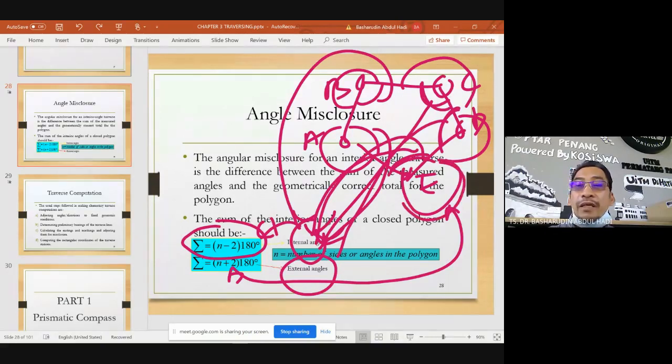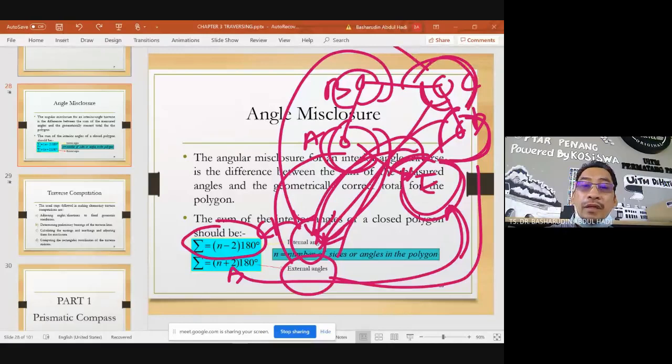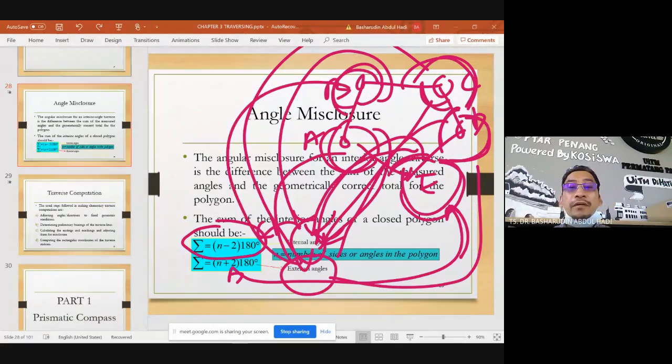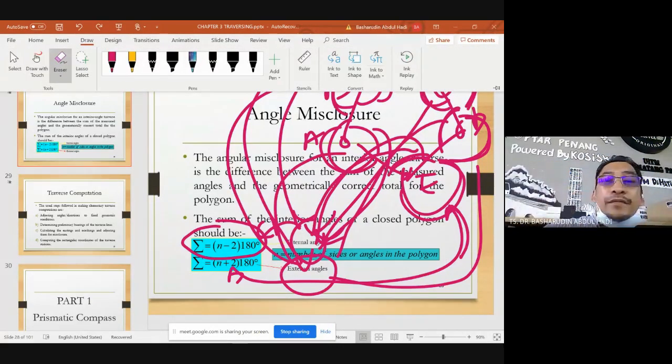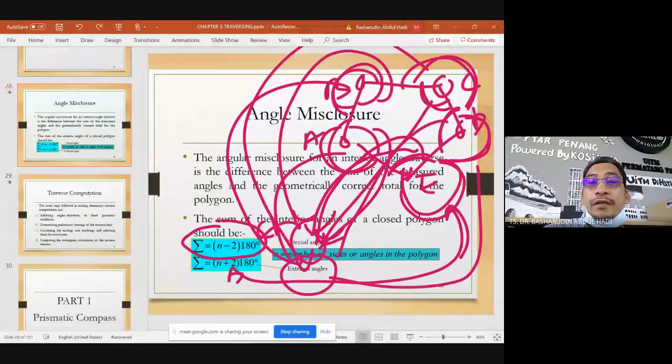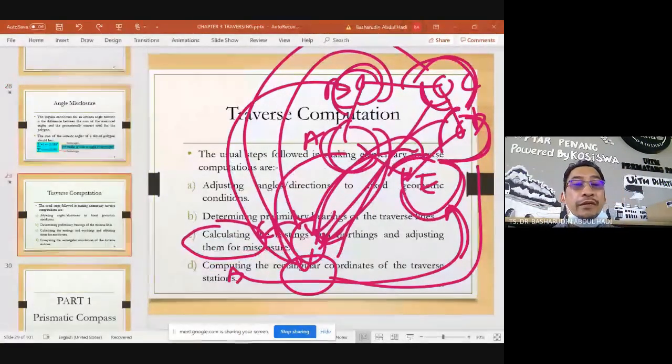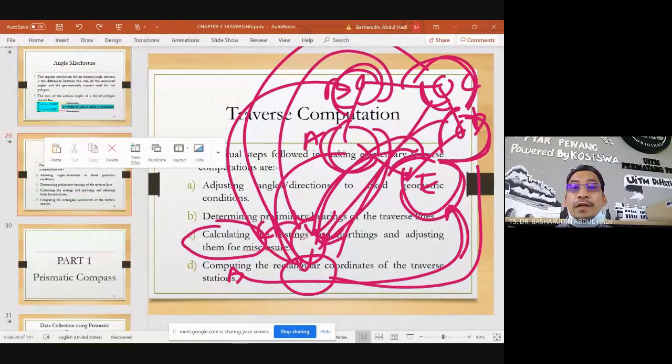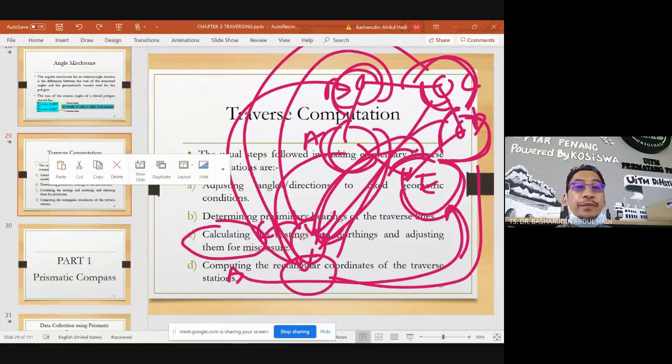The outside one, like this one, is the external. This one also external, this one also external, this one also external. Okay. So hopefully you understand what I'm trying to say. Okay, so we go for what we call traverse computation.